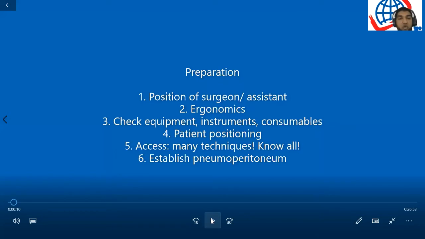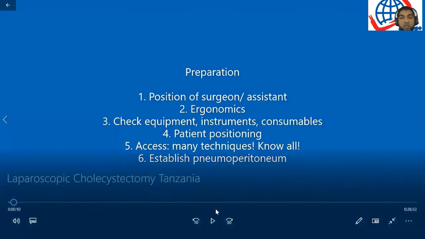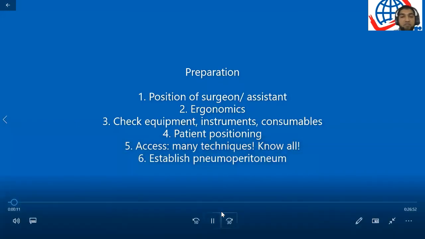Access techniques, make sure you know all of them. All surgeons will have one technique that they prefer over the others, but all patients are different and all abdominal walls are different. It's important for you to have many access techniques in your armamentarium. And lastly, establishing pneumoperitoneum. I generally have it at about 15. You can start low, at 8, and then work your way up. Generally in patients with a high BMI, you may have to increase the pressure a little bit just to make working space for yourself, but keep in close contact with the anesthetist and watch your airway pressures and your blood pressures, et cetera.